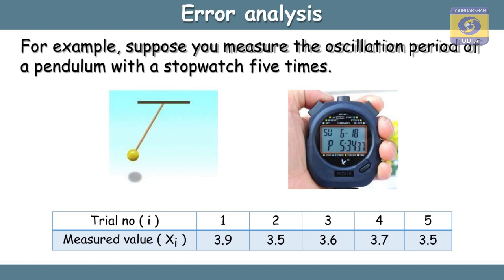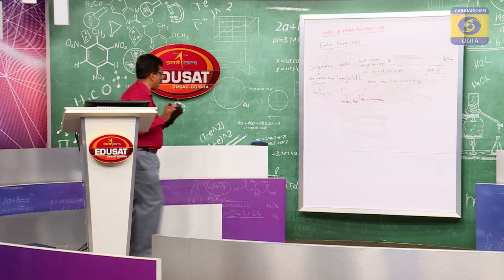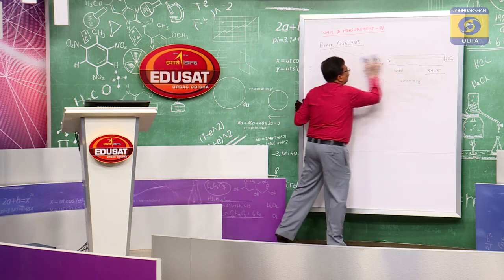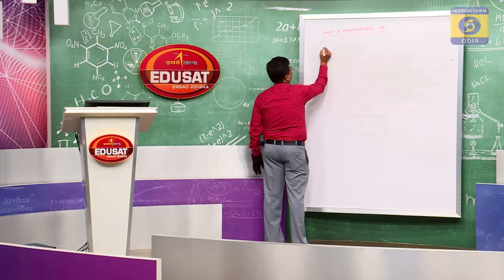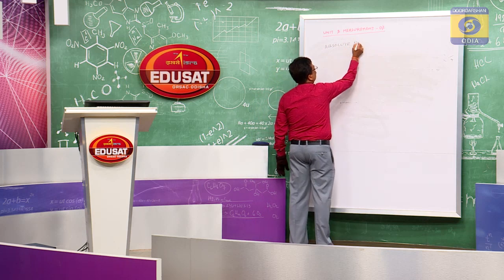Then comes the mean error. The average of all the errors taken into account is called the mean error. Then comes the absolute error, as we have discussed earlier. Absolute error means the magnitude of the difference between the mean value and each individual value. This is called the absolute error.